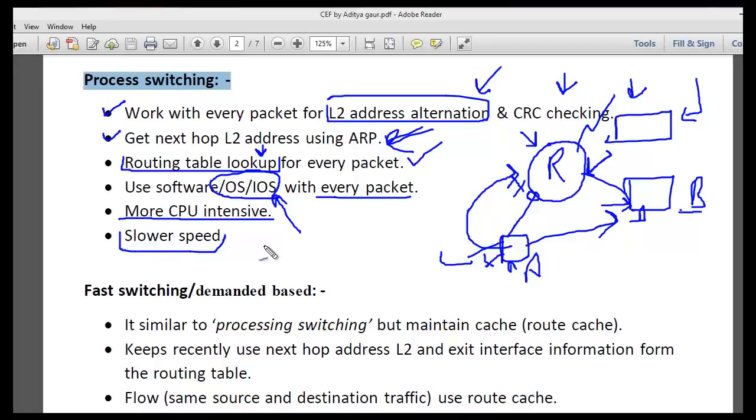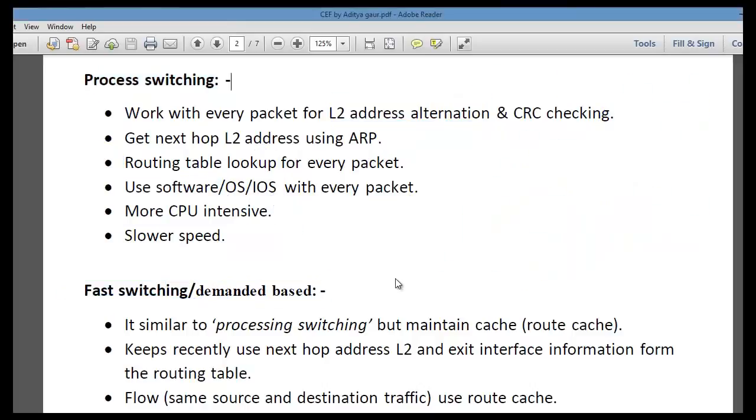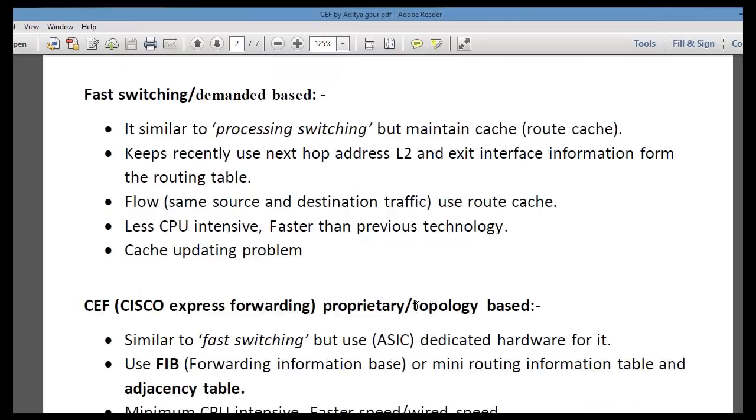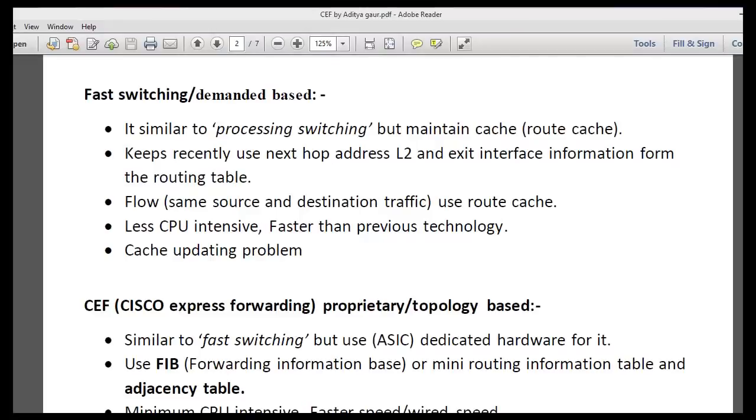So in the beginning these were the initial steps for packet forwarding, but later on fast switching, sometimes also known as demand-based switching, came into place. So let's discuss a little bit about the demand-based technology. It was similar to process switching, but it maintained a cache, I should say the route cache. A route cache is nothing special than the recent information that your router uses.